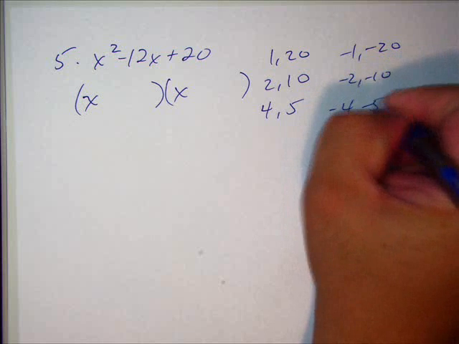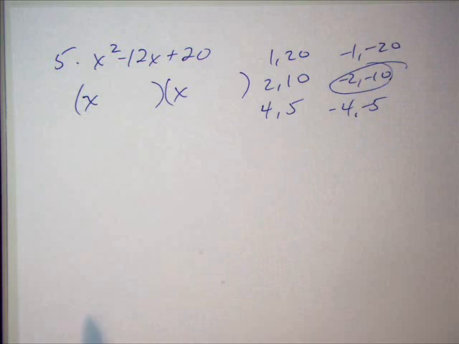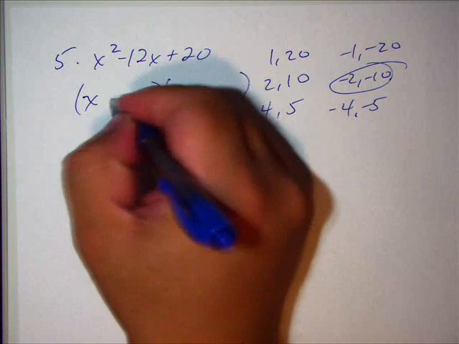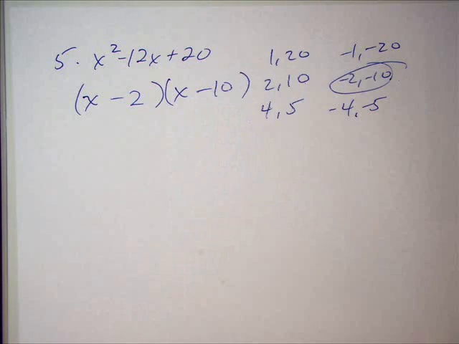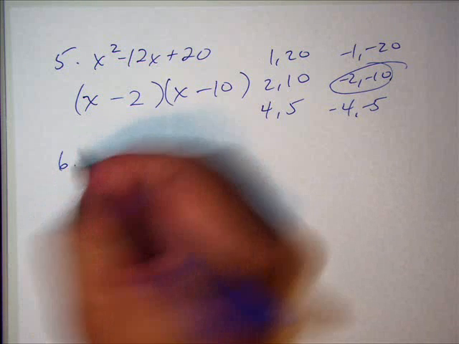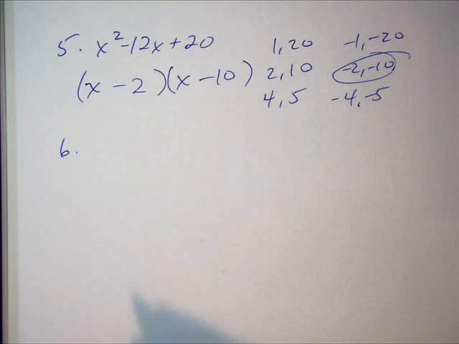Okay. Alright, negative 2 plus negative 10 gives me negative 12. That's it. That's number 5. Number 6 is a little different, so you might want to watch. But it's not too different.